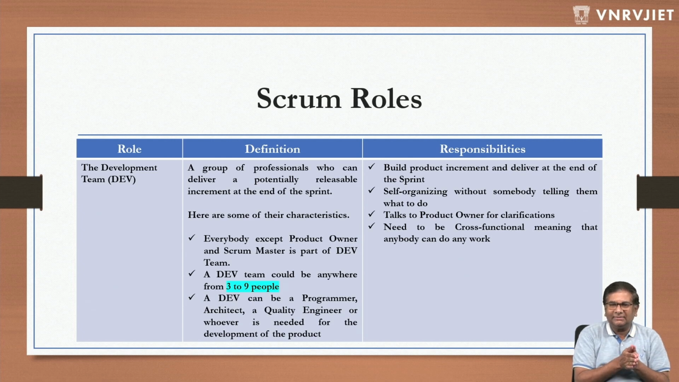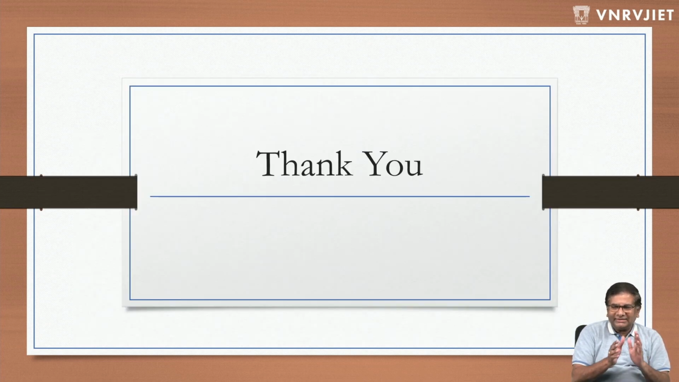They need to be cross-functional. That means the documentation or the knowledge should be transferred across the team members, and anybody can do any work. That's what the Scrum rule says. That's about Scrum roles.